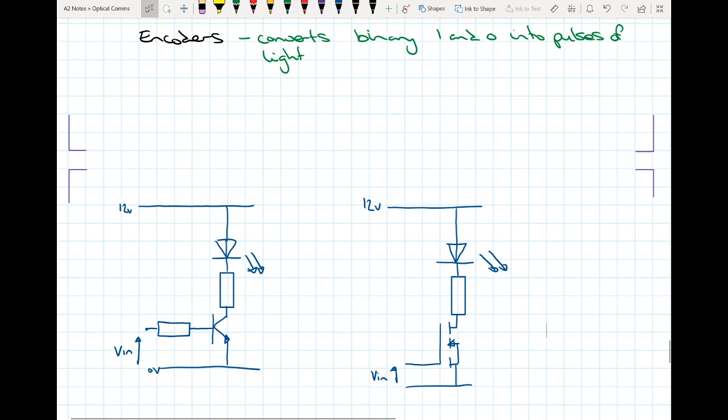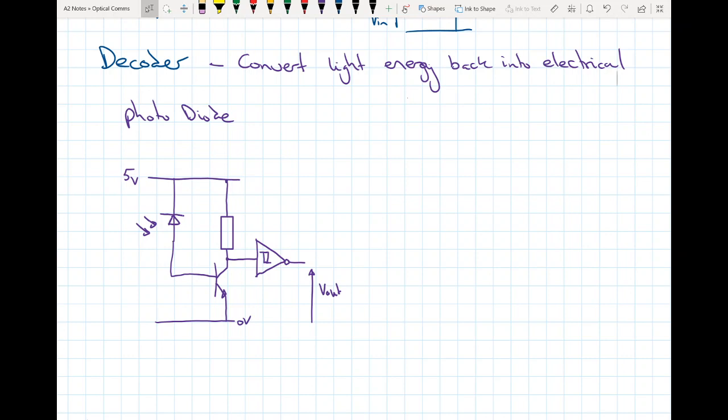Remember that on our transistor circuit we need a resistor on the base to control the current, because it's a current control device. In both examples we also need a safety resistor to go with our LED to avoid excess current flowing through it. But with our MOSFET, a voltage control device, we don't need a resistor on the gate. Okay, so we'll focus on our decoders now.